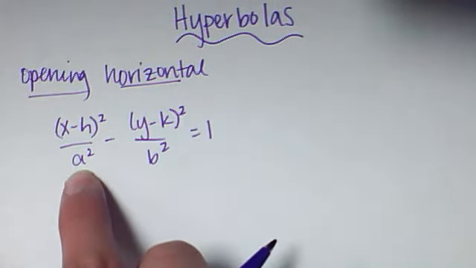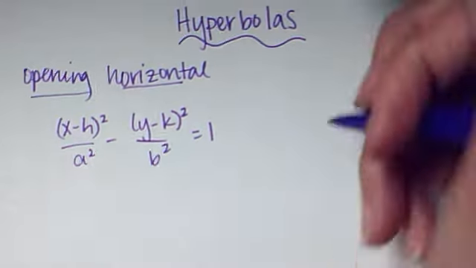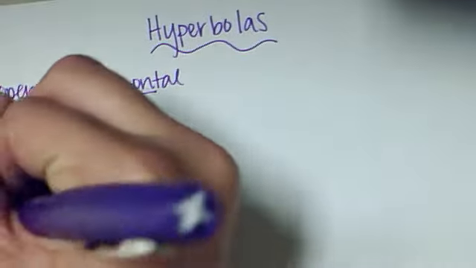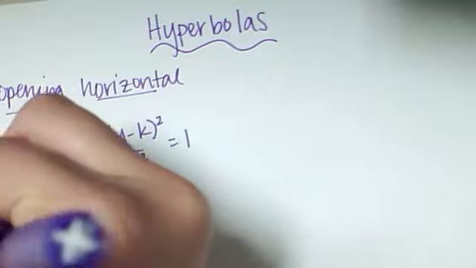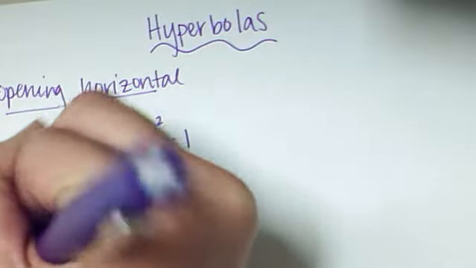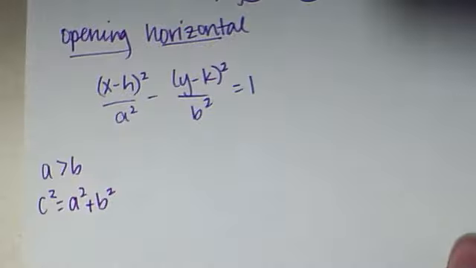Again, the a squared is always the bigger one, so that's if a is greater than b. In general, a has to be greater than b. To find c squared, we're going to do a squared plus b squared. So that's that Pythagorean theorem that you're familiar with.